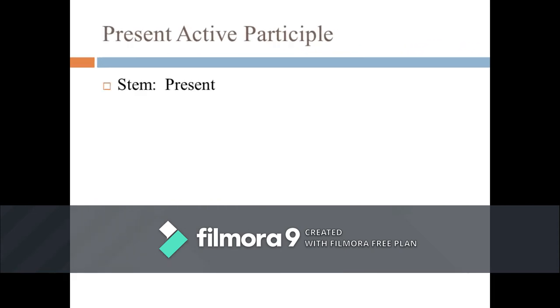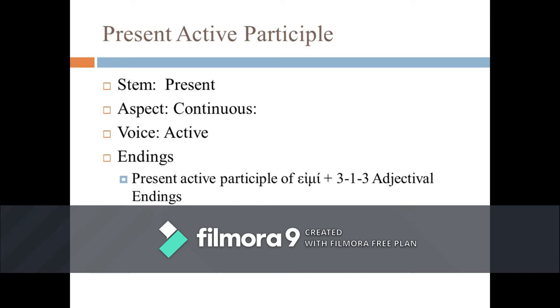Present active participle. The stem is present. And because it's present, it contains the continuous aspect. The voice is active. And the endings are the present active participle of eimi plus 3-1-3 adjectival endings. The verb that we're going to add it to is luo. Eimi plus 3-1-3 adjectival endings, these two things together will make up the ending that you're going to put onto the stem. And the translation, which we'll get to much later, is "while loosing" for the present active participle of luo.